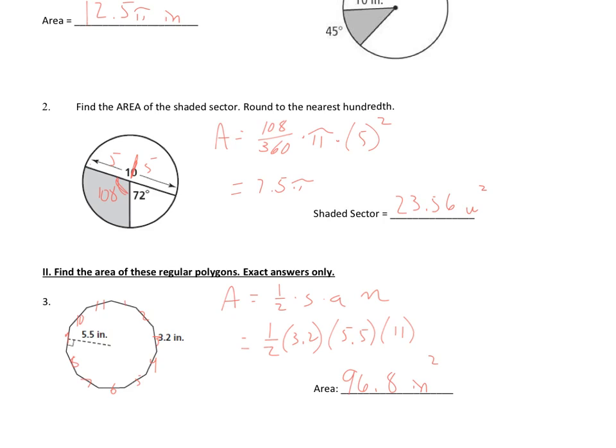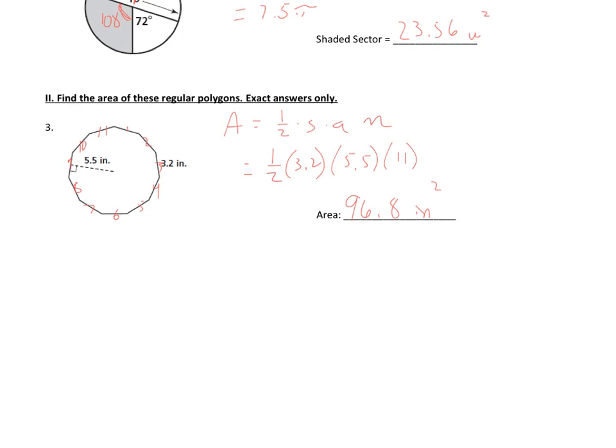So when I go to plug my values into my formula here, I use 108 as the arc measure. I use 5 as the radius. And so I work that out, and I get 7.5 pi, but I wanted it to the nearest hundredth, so I'll work that out. I get 23.56 units squared.